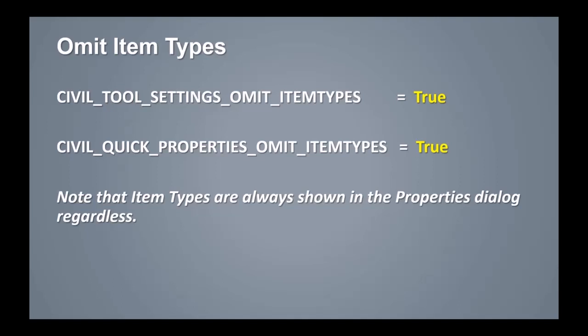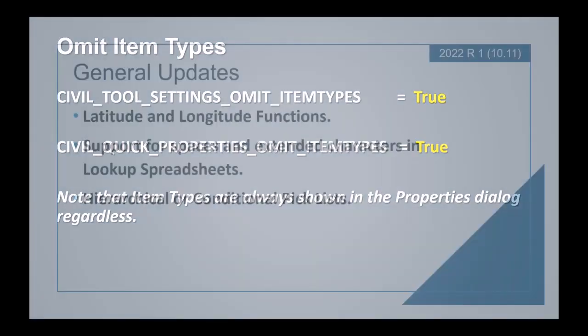Keeps them a little simpler, keeps them a little more straightforward, streamlines your user interface a little bit. Now, I will remind you that item types are always shown in the properties dialog, regardless of whether these are set or not. So you can still always get at your item types there.